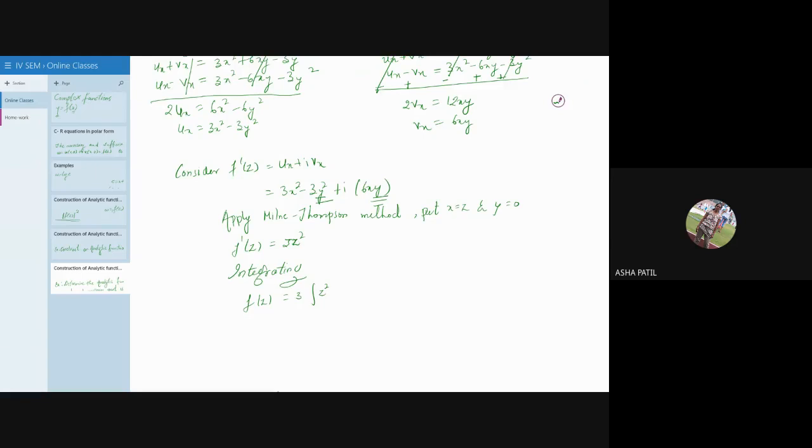Any doubt? No, ma'am. So 3 times the integration of z square. What is the integration of z square? It is z cube by 3 plus a constant c. Okay. So we have the function: f of z is z cube plus c.